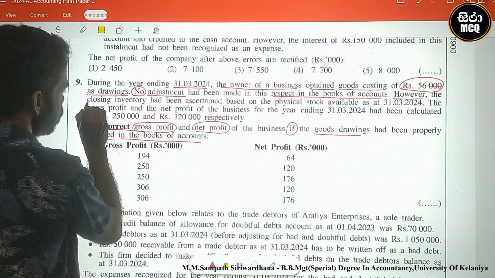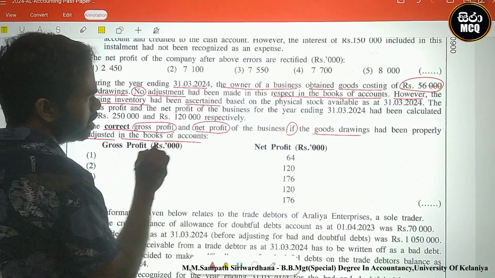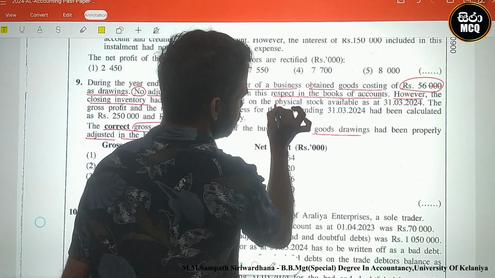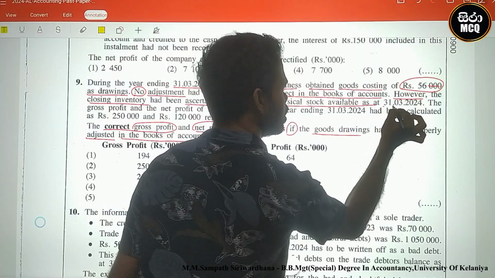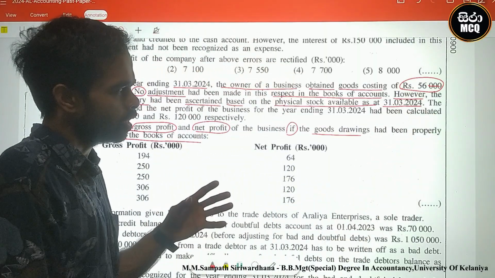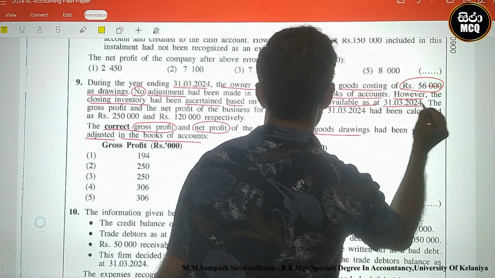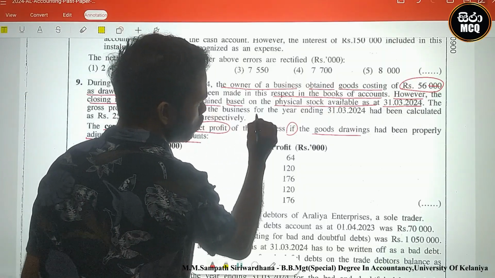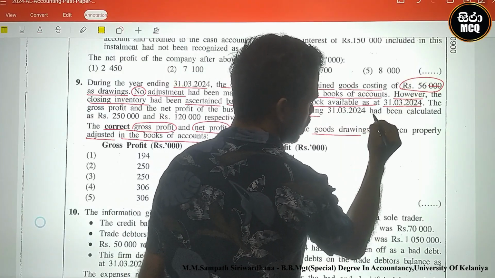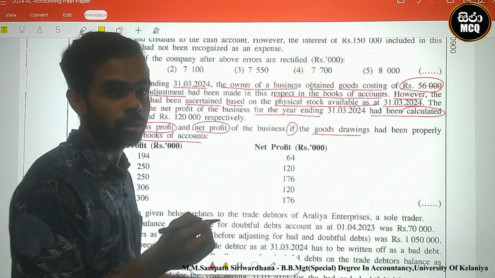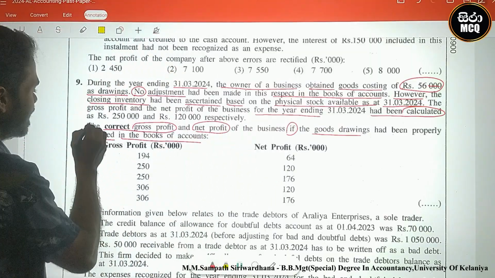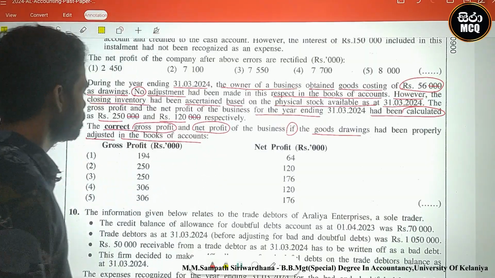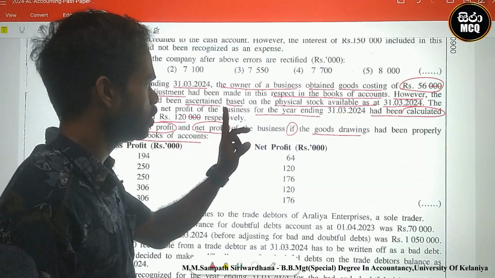However, the closing inventory had been ascertained, meaning calculated, based on the physical stock available as at 31st March 2024. This is not a direct impact, but it is the crucial point. The gross profit and net profit of the business for the year ending 31st March 2024 had been calculated before rectifying this error, as rupees 250,000 and 120,000 respectively. Look here, the correct gross profit and net profit of the business.